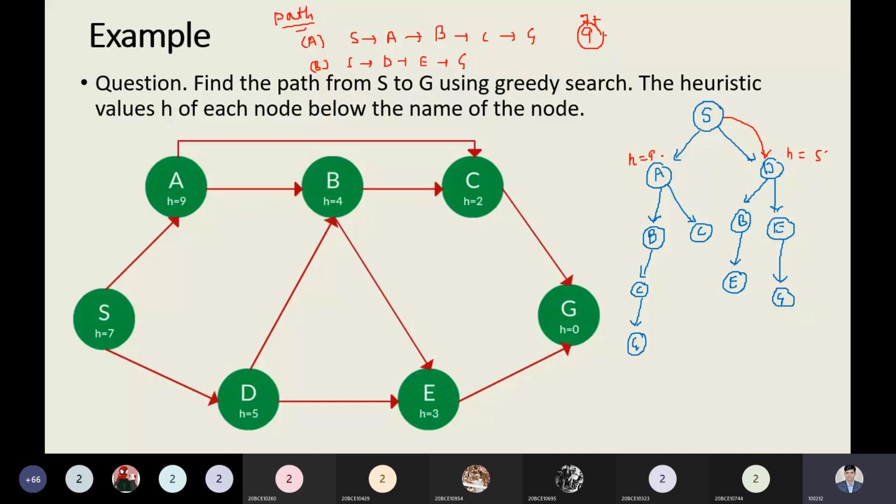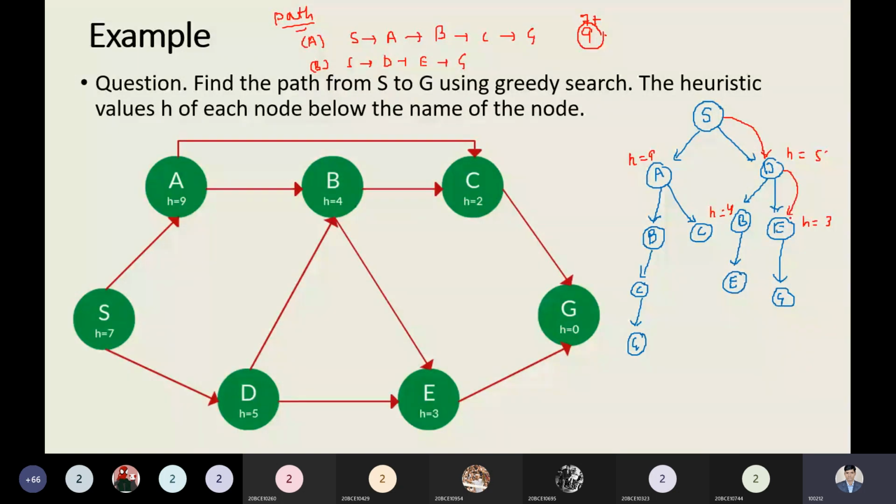Unlike this one, we can have many paths, but we have to choose at the initial level. What is the minimum value we have? That is S to D. Now at the D, we can go to B. At the B node, what is the cost we have? That is 4. And D to E we have cost 3. So I will choose this path.